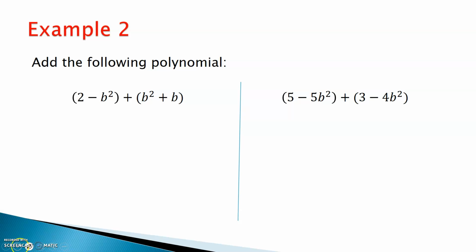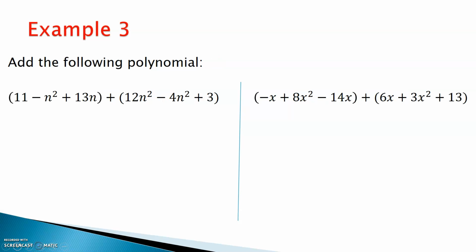All right, guys, we're going to skip this one. We're going to jump over here to a trinomial plus a trinomial. So I'll do the one on the left right here with you guys, and then I'll let you guys try the one on the right. First things first, I'm going to throw the 1. 1 times 11 is 11. 1 times negative n squared is negative 1n squared. 1 times 13n is positive 13n.